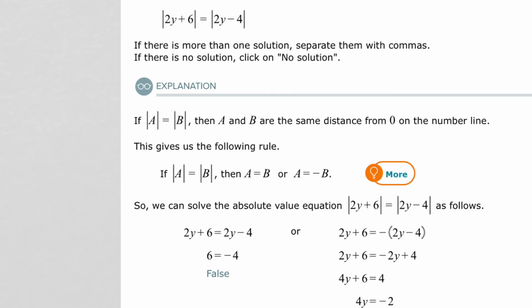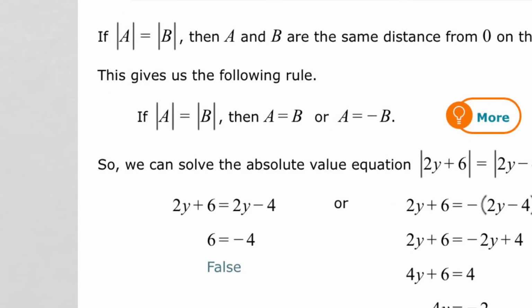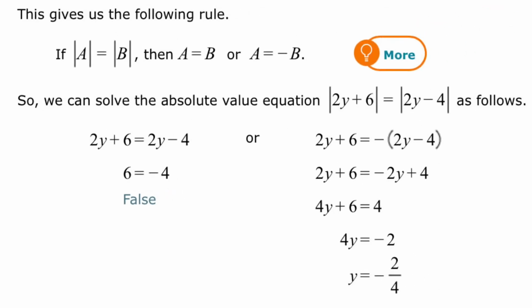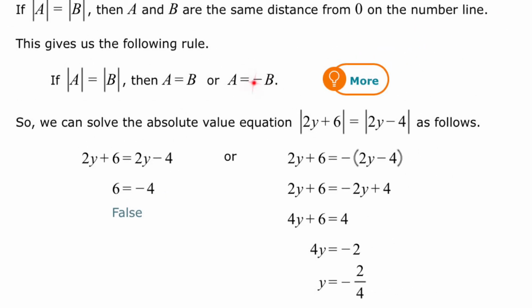Same thing here: the absolute value of 2y plus 6 equals the absolute value of 2y minus 4. First thing we do is drop the absolute value signs and write two equations. Here we have 2y plus 6 equals 2y minus 4. That's your first equation. Your second equation uses B, which you change to a negative B by distributing it in.